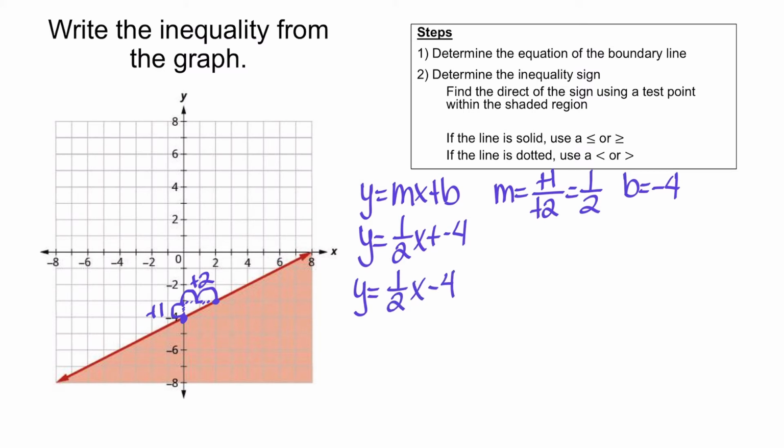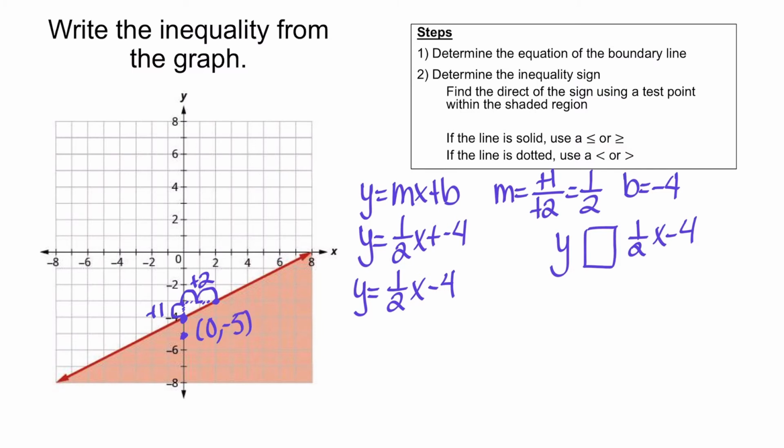But I'm not looking for an equation, right? I'm looking for an inequality, so I need to rewrite this like y and then some inequality sign, 1/2 x minus 4. So now we need to work on figuring out the inequality sign. To figure that out, I'm going to pick a point that's within the shaded region. So I'm going to pick this point right here, that is 0, -5.